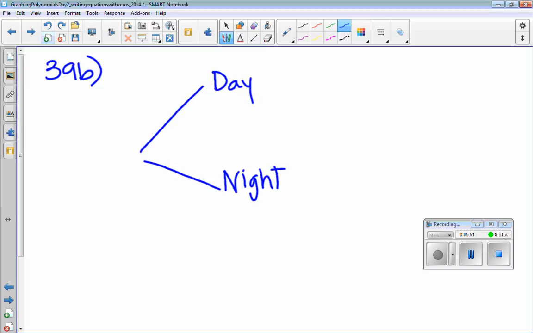And then what is the second thing going on? Whether or not they are absent, right? So we have absent, and not absent, present, that's much better.